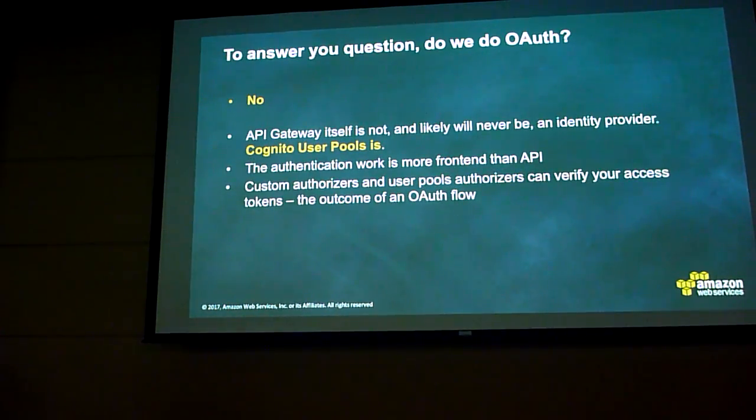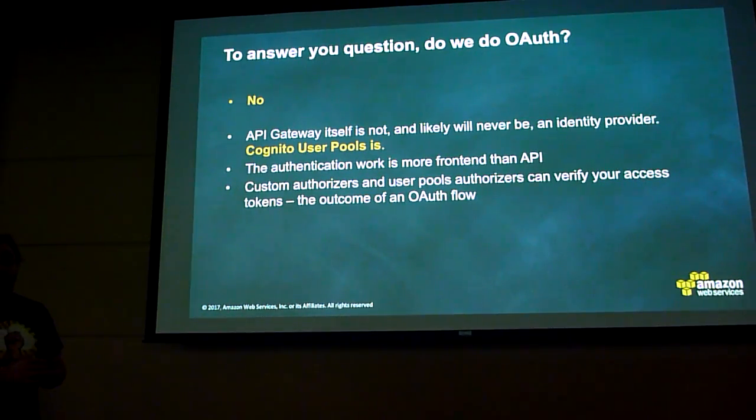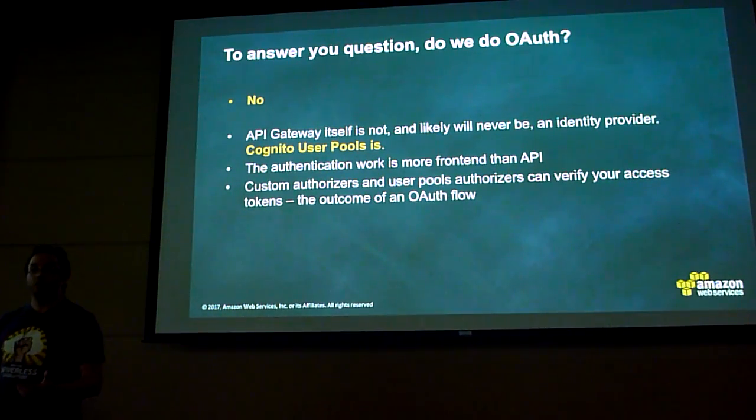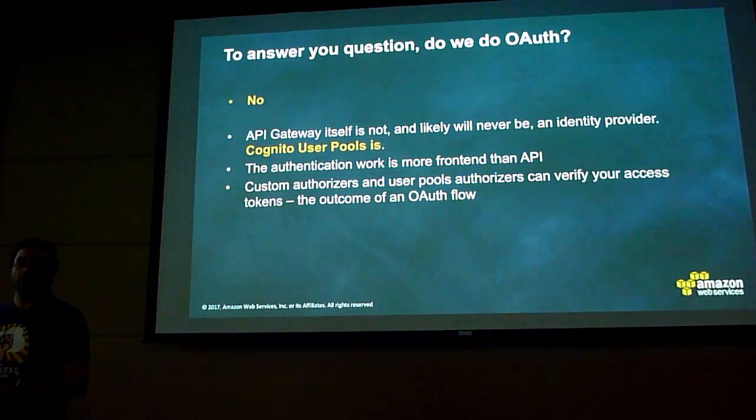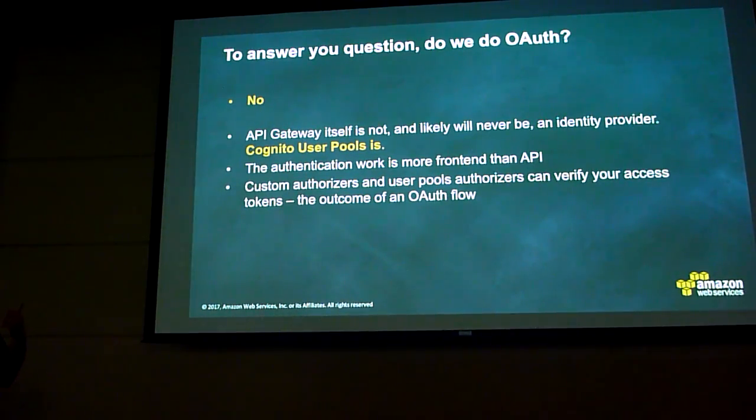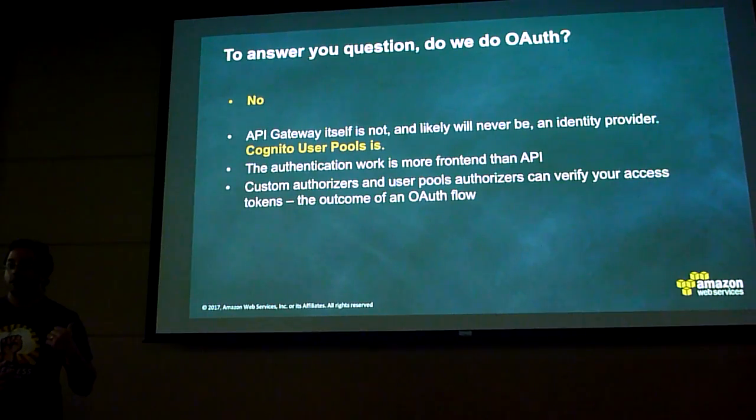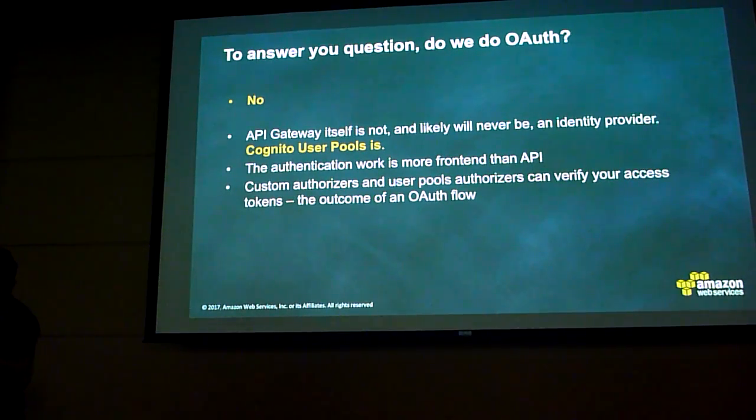So to answer your question, do we do OAuth? No, not really. And it's not API Gateway's job to do OAuth. API Gateway is not an identity provider. We don't have your user database. We cannot authenticate your users. Cognito does. That's a great tool at AWS to do that. Cognito user pools recently launched, in public beta, support for a couple of the OAuth 2 flows. So that's something you should look at.